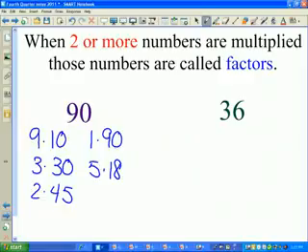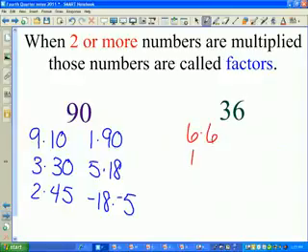So 9 times 10, that's a factor pair for 90. 3 times 30, those are factors for 90. 2 times 45, the factors for 90. And also I can use negative numbers. So if I wanted to say negative 18 times negative 5, those are also factors for 90. Okay? So now skipping over to 36.